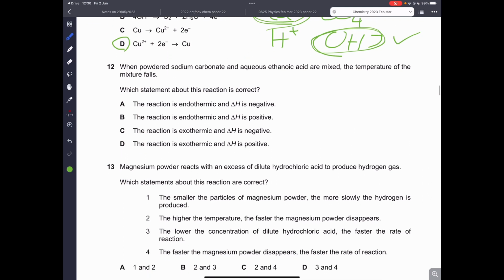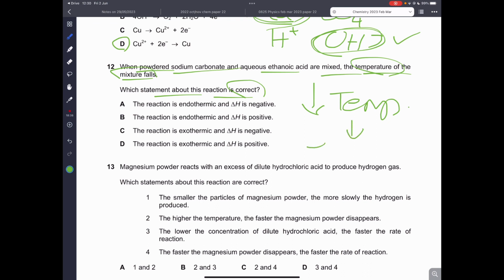Okay, question 12. When powdered sodium carbonate and aqueous ethanoic acid are mixed, the temperature of the mixture falls. Which statement about this reaction is correct? Well, if the temperature of the mixture falls, then the surrounding temperature falls. This means that this is an endothermic reaction. Heat is being taken in, and therefore the temperature of the surrounding or the mixture falls down. So the reaction is endothermic.